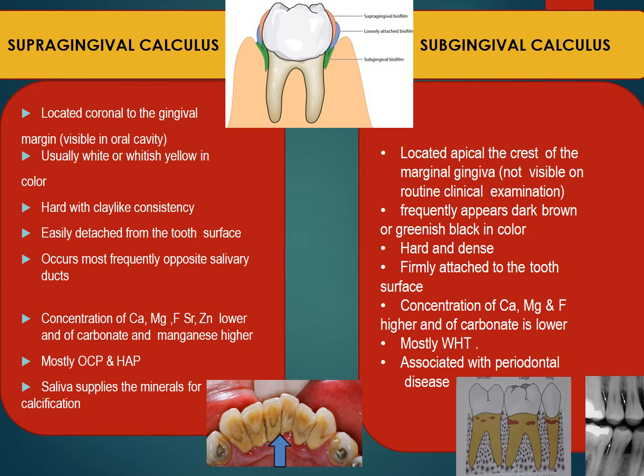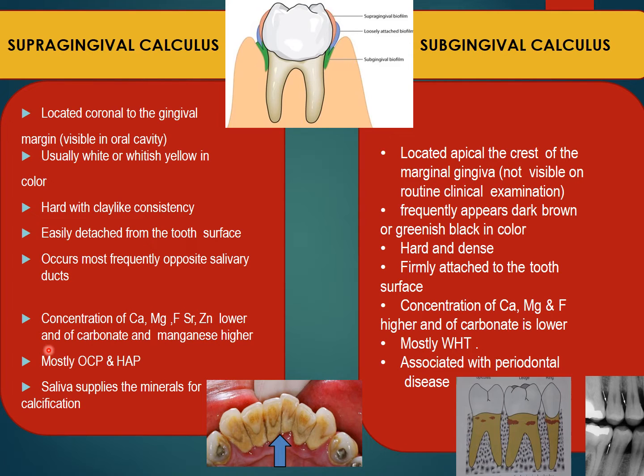Coming to the differences between supragingival calculus and subgingival calculus. They generally occur together, but one may be present without the other. They can be detected by careful tactile perception with a delicate instrument called an explorer. Now the differences between salivary calculus, that is supragingival calculus, and subgingival calculus.